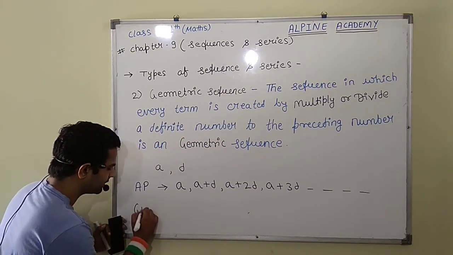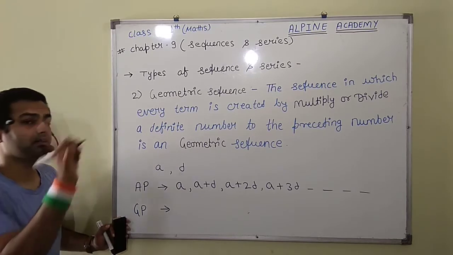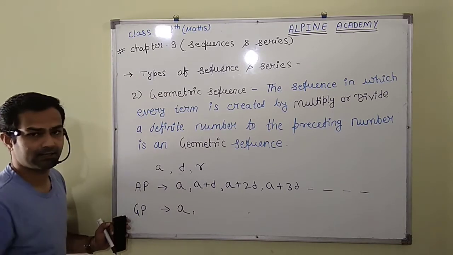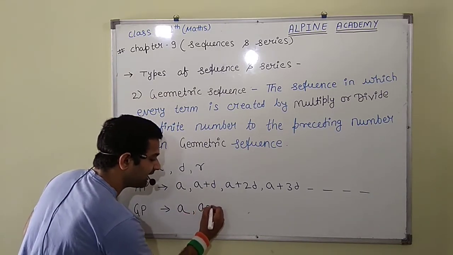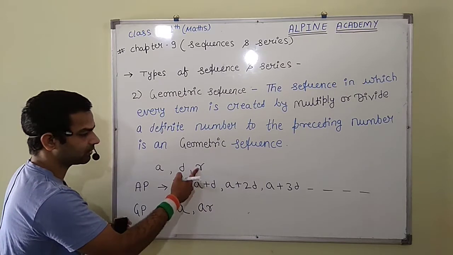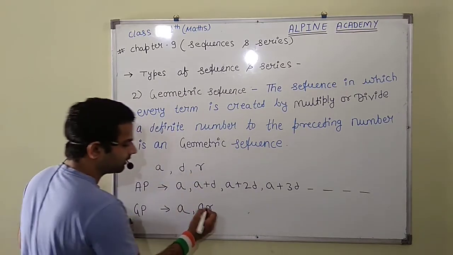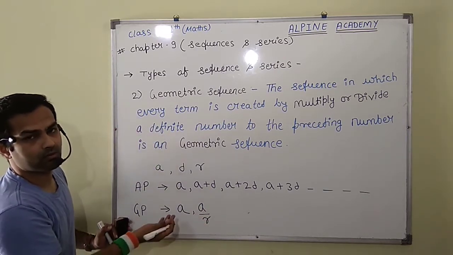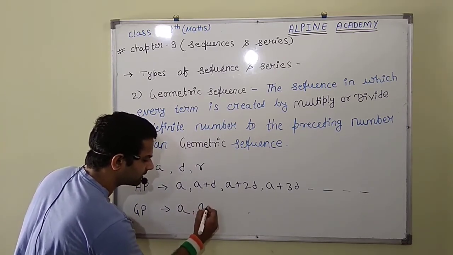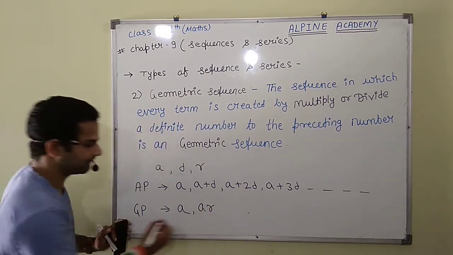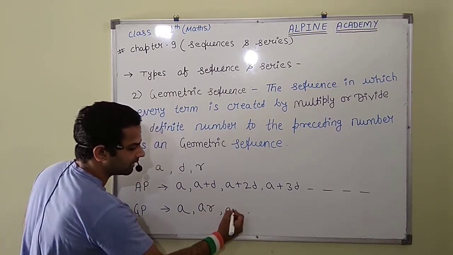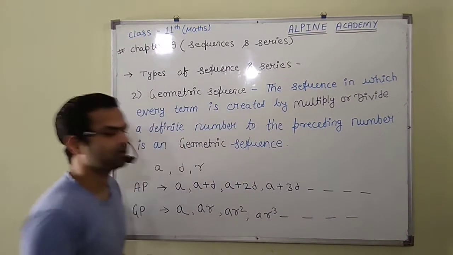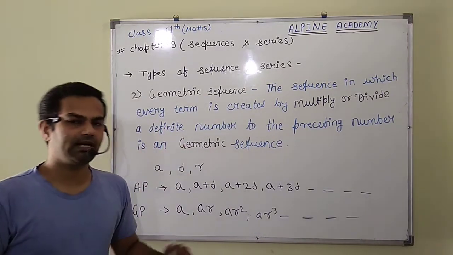Okay. In the case of GP, what is common? The ratio is common. So let's say the ratio is R. What will be the first term? The first term will be A. What is the second term? The second term will be AR, multiplied by R. Here we are going to multiply with this term. We can multiply or divide, which is also a form of GP, but we are talking about the standard form. So let us multiply with R. Now the third term will be AR into R, so AR square, and so on. So this is the general representation of arithmetic progression and geometric progression.